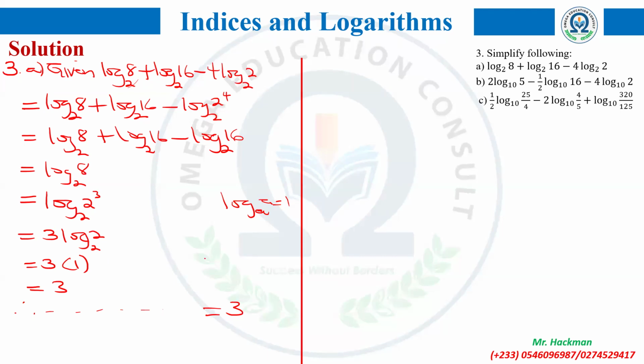So welcome back. Now what do we have? We are going to move on to the B. So B, what are we given? We've been given 2 log to the base 10 of 5, minus half log to the base 10 of 16, then minus 4 log to the base 10 of 2. I said I was going to walk you through the alternative.